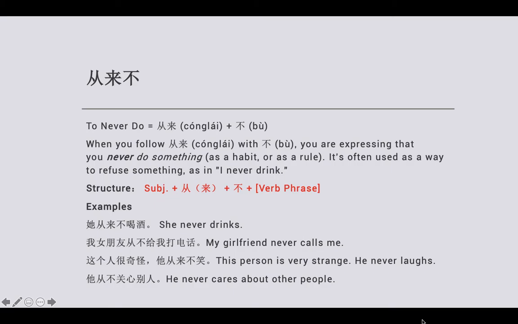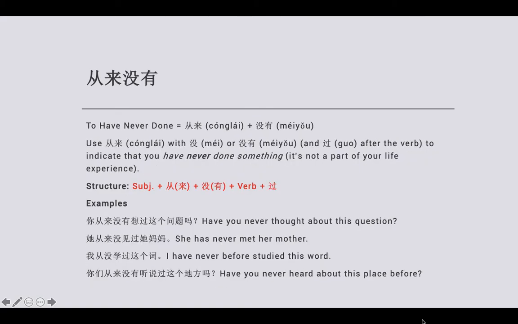这个人很奇怪，他从来不笑。This person is very strange. He never laughs. 他从不关心别人。他 the subject, 从不 never, 关心别人 cares about other people. 这个是从来不的用法 to never do something. And you have another usage, which is to have never done something. You have never done this in the past. It means that it's not a part of your life experience.